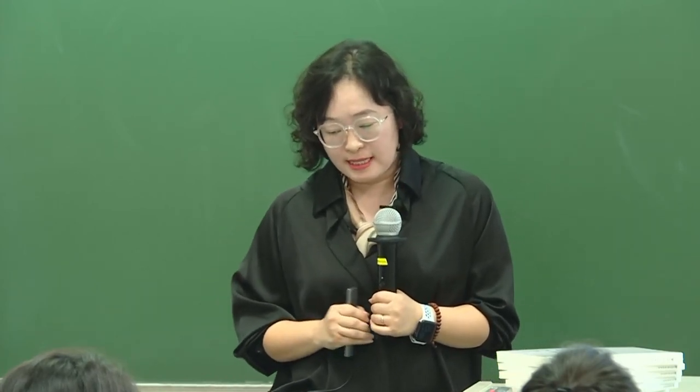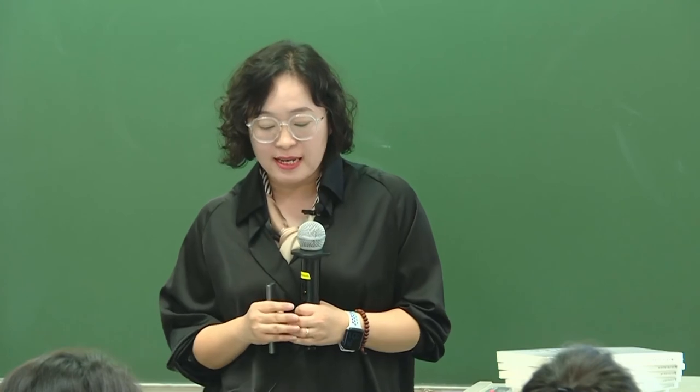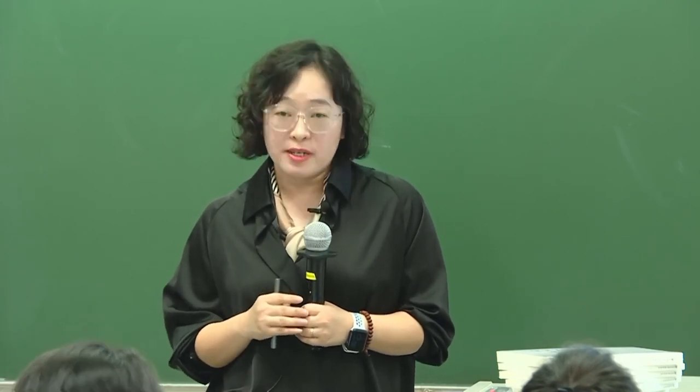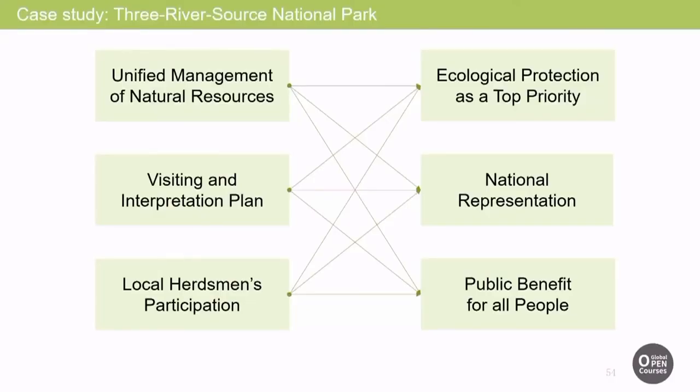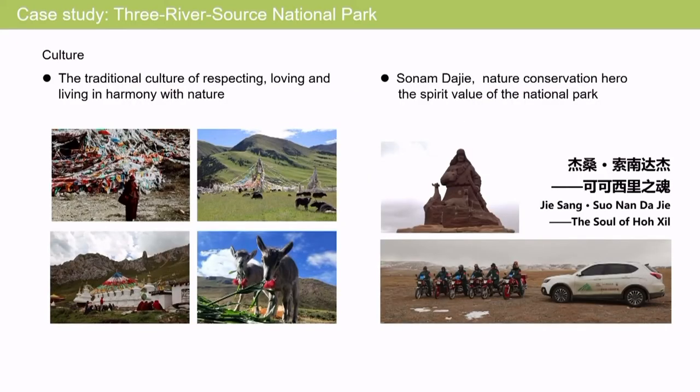This is how Sanjiangyuan National Park practiced these three major principles. Let's have a review: ecological protection as a top priority, national representation, and public benefit for all people. So why has Sanjiangyuan been successful? Perhaps all of what has been mentioned is the reason for its success, but I think there is another thing. There is another point that is very important, which is the culture in that area.